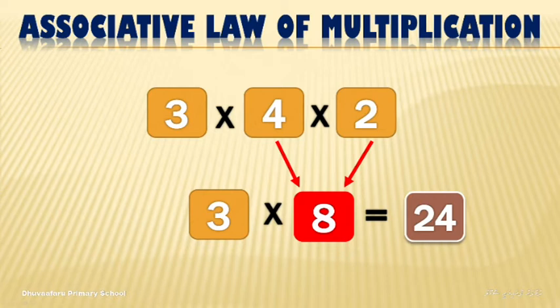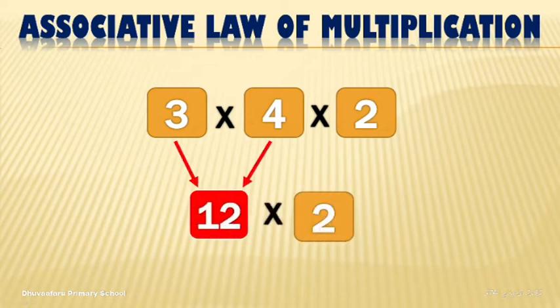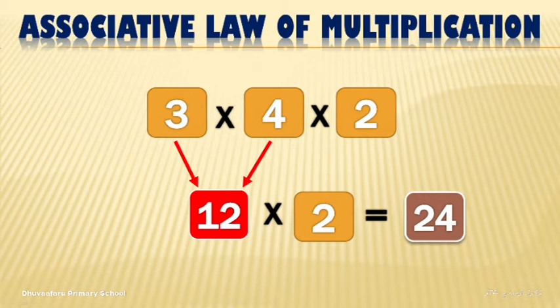Now I want to try the other way. Let's clear the board. We will start with 3 times 4, which gives us 12. Now all we have left to do is multiply 12 by 2. 12 times 2 is 24. We got the same answer regardless of which numbers we started multiplying together. This is our product.